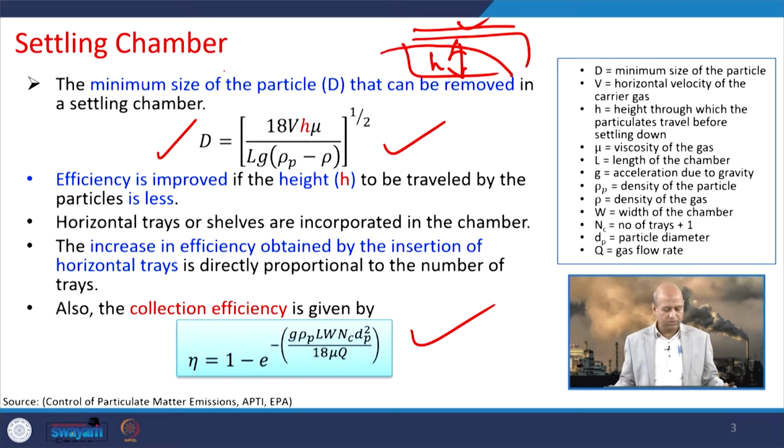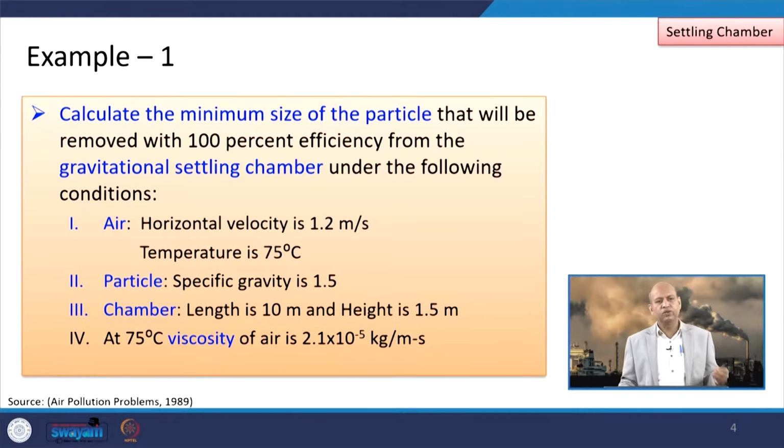So, these are the particular relationships which can be used for calculating the minimum diameter of the particle which can be removed efficiently, and the collection efficiency of the settling chamber which can remove this particular diameter of the particle. That way, this relationship is there between the diameter of the particle and the collection efficiency. So, we go for understanding this particular relationship, how to calculate the size of the particle which can be removed.